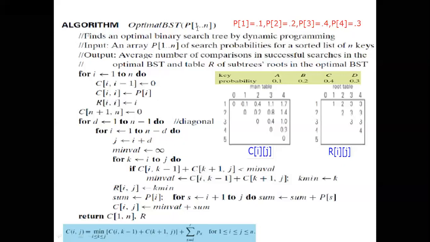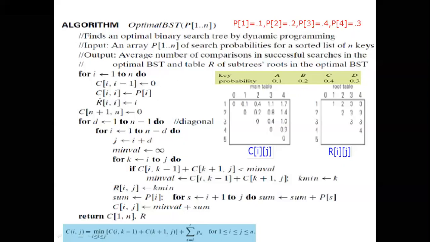In P of 1, we will store 0.1, which is the first probability. In P of 2, we will store the second probability, 0.2. In P of 3, we will store the third probability, 0.4. And in P of 4, we will store the last probability, the fourth probability, 0.3. That is the value which is stored in P.